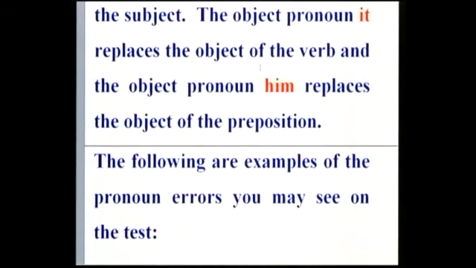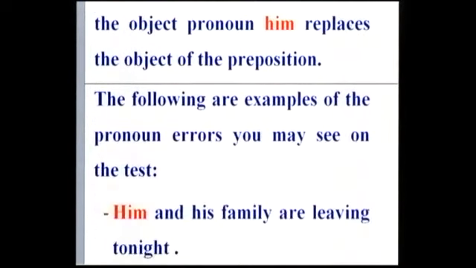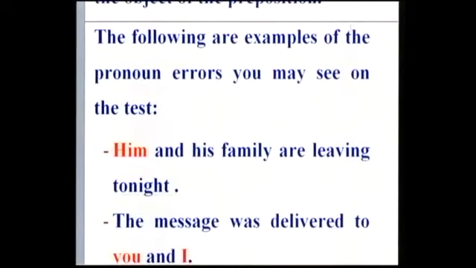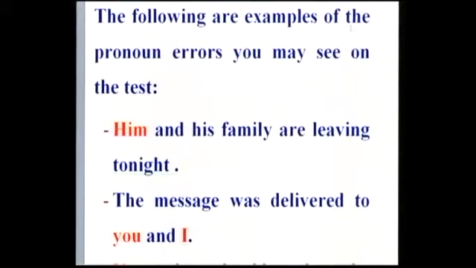Now, the following are examples of the pronoun errors you may see on the test. ممكن يبقى عندي الغلطات دي في الامتحان, and I should not confuse them. Him and his family are leaving tonight. The message was delivered to you and I. إيه الغلطات هنا؟ Him is an object pronoun. لكن هنا at the beginning of the sentence I should have a subject. يبقى لازم تبقى إيه؟ لازم تبقى he.